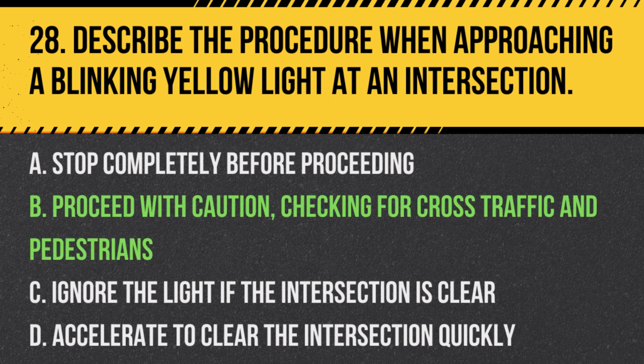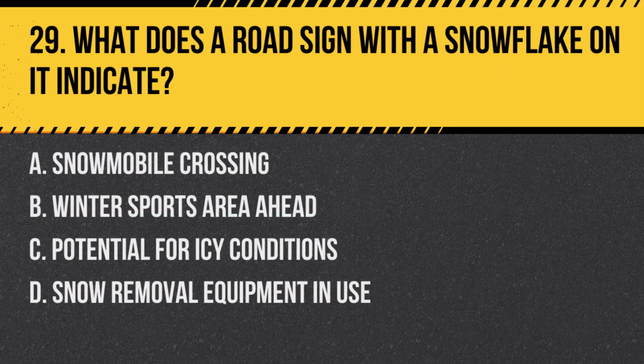Answer. B. Proceed with caution, checking for cross traffic and pedestrians. A blinking yellow light signals drivers to slow down and proceed with caution. Question 29. What does a road sign with a snowflake on it indicate? A. Snowmobile crossing. B. Winter sports area ahead. C. Potential for icy conditions. D. Snow removal equipment in use.